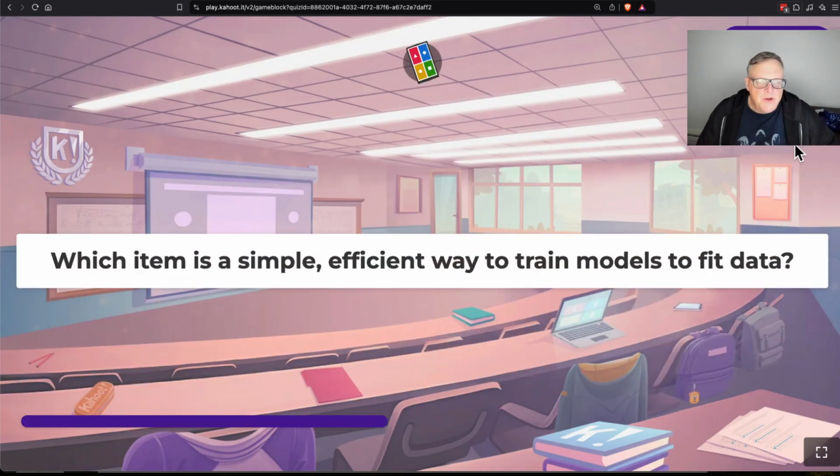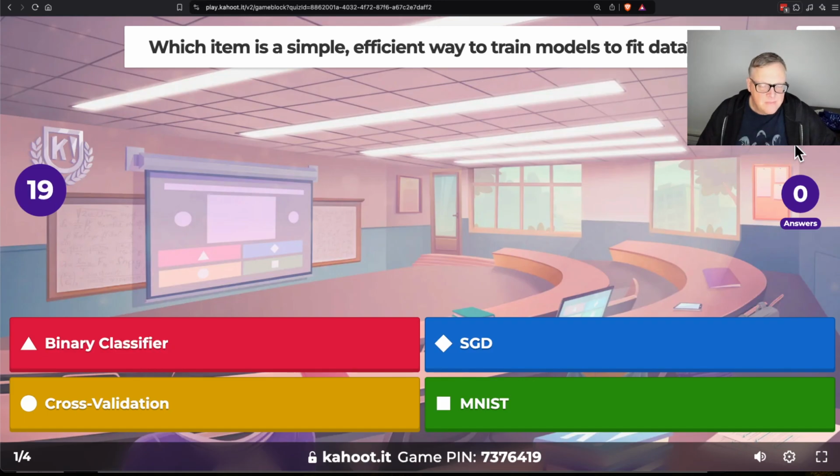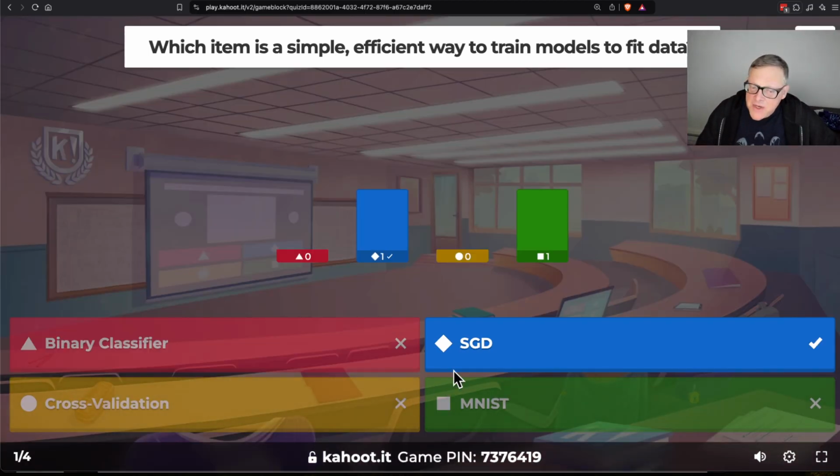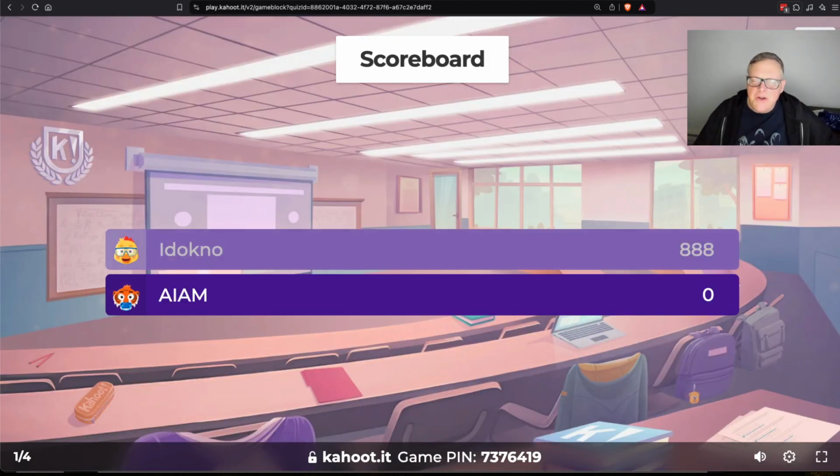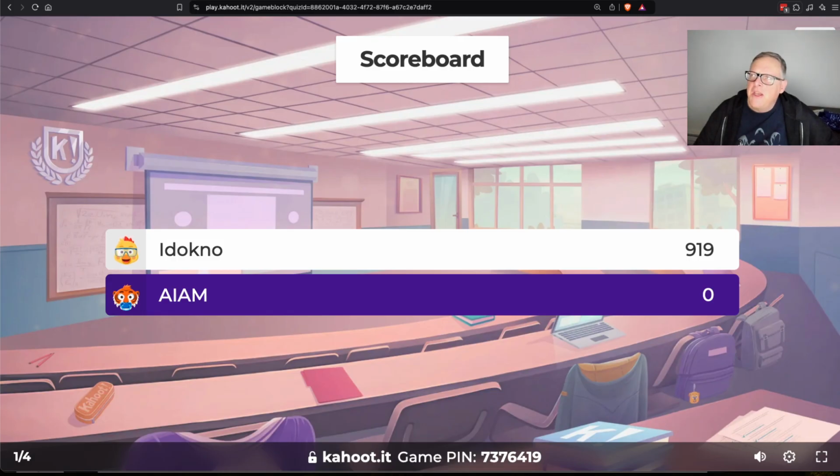All right, so what's the simple, efficient way to train models? Yeah, stochastic gradient descent is the model I talk about, where you just take small steps in directions to lower the error. A standard way to do it. It's like a ball rolling down a hill.